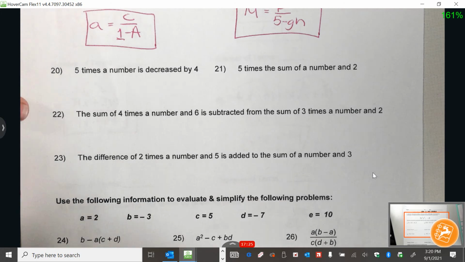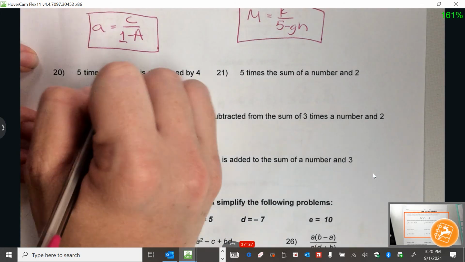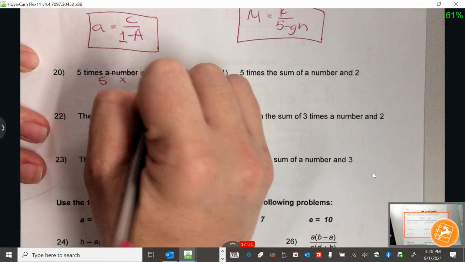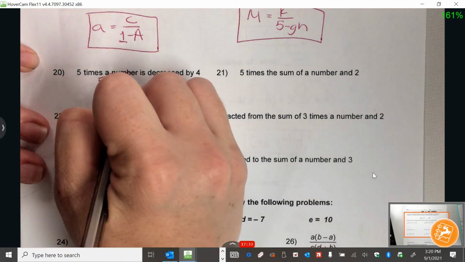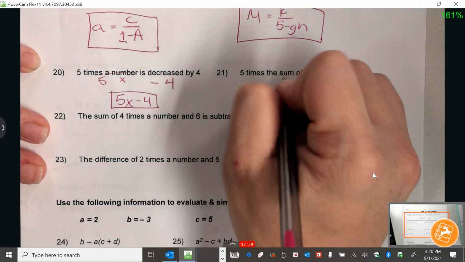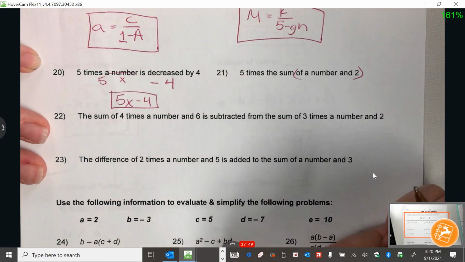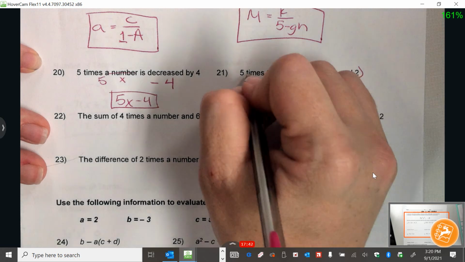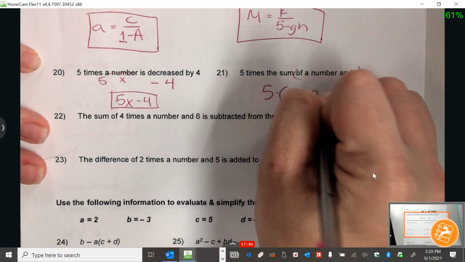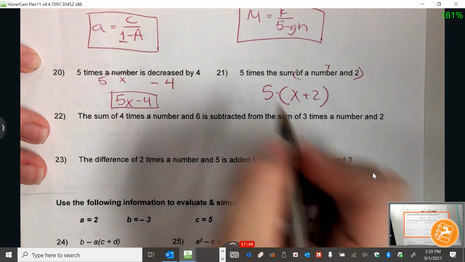Okay, 20. Remember, you take these one at a time. 5 times a number, remember a number is always x, is decreased, so minus 4. So 5x minus 4. 5 times the sum. Anytime you see the word sum, the two things after go in parentheses. So 5 times the sum of a number and 2. Sum is plus, so put a plus in the middle.